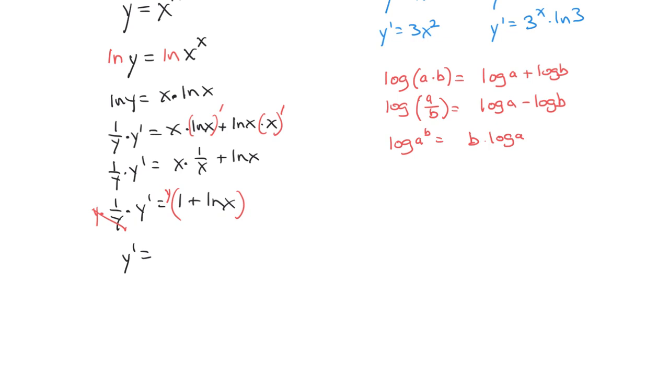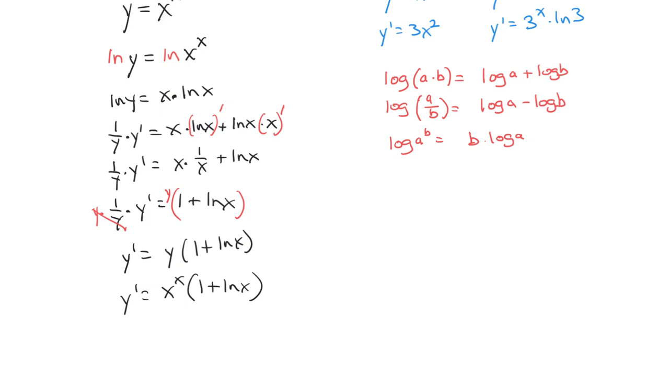So let me do this in 2 steps. We could write y times 1 plus the natural log of x, right? That's basically what we've got here. But we don't want y. We want our answer to be in terms of x. No problem. We know y is exactly the same as x to the x. So that our final answer will be y prime equals x to the x times 1 plus natural log of x. And that same technique can be used on anything like this.